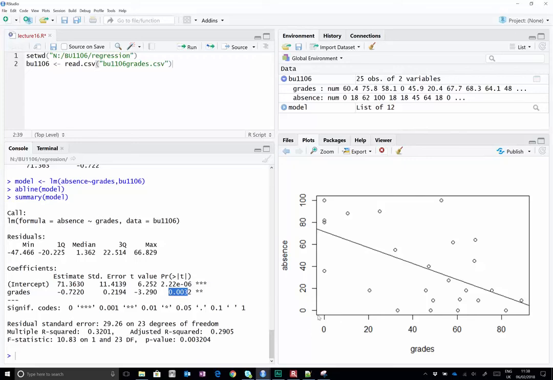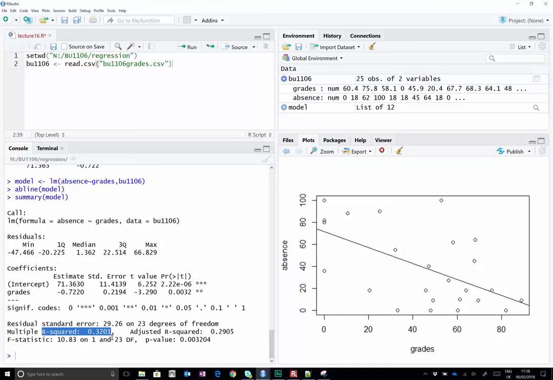But just because we are sure there's a link doesn't mean that one of those variables completely explains the other variable. So we are sure there is a link between them, but we can also see that absence alone isn't everything. There are other things that must explain the grade. And this is where R squared comes in, which is that number here.